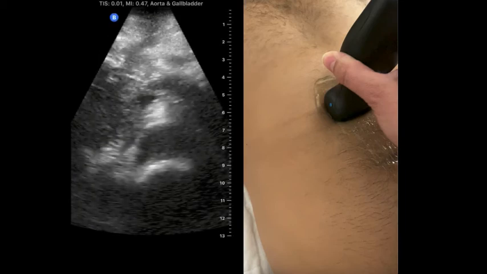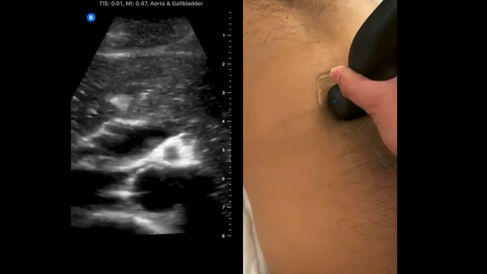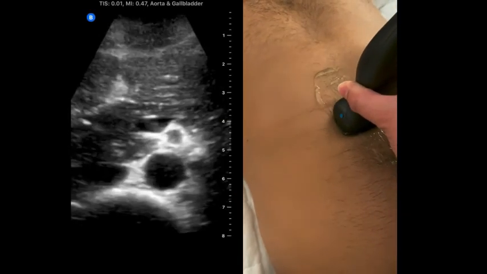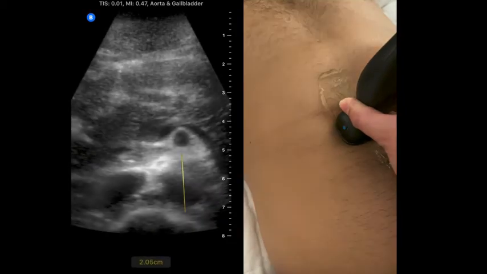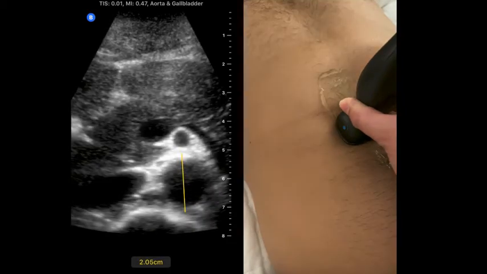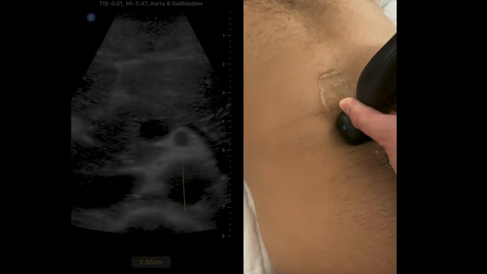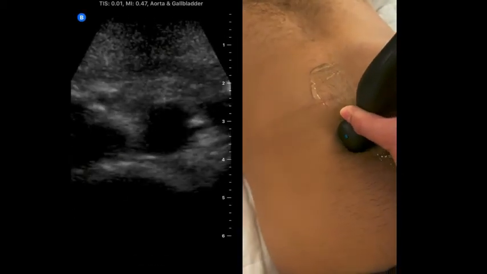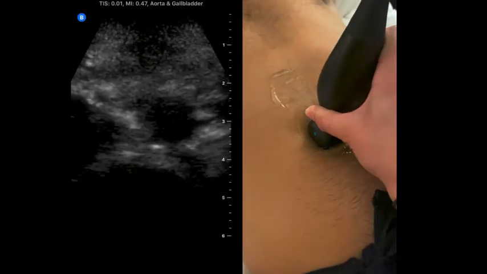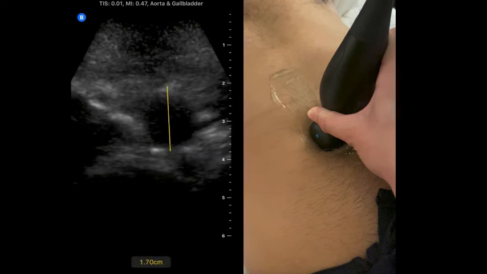Freeze the screen and measure the proximal aorta. Next, slide down past the branch point of the SMA into the mid-aorta. Once you are in the mid-aorta, you should freeze your screen and measure the AP diameter. Then move again down to the distal aorta just above the level of the umbilicus and the bifurcation of the iliacs. Freeze again and measure.